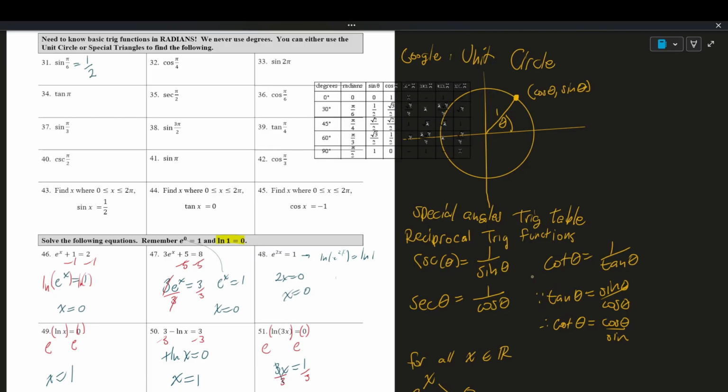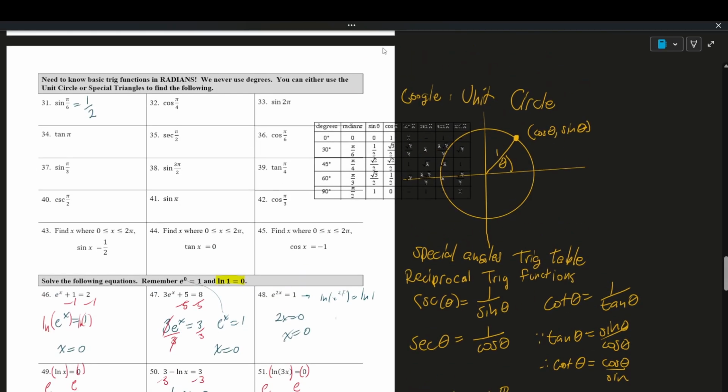Okay, so just remember that. So let's look at secant of pi over 2 to solve that. Remember, the secant is 1 over cosine, so we can think of this as 1 over the cosine of pi over 2. And then we just need to find that on the table. Remember, pi over 2 is 90, and the cosine of 90 is 0. So this is 1 over 0, which is undefined.